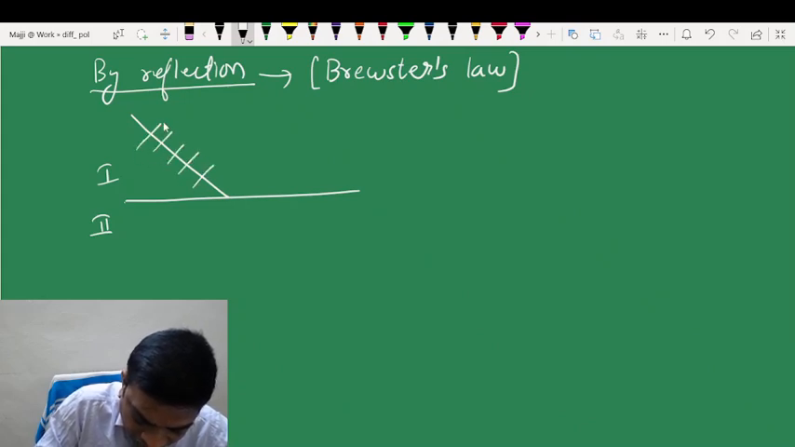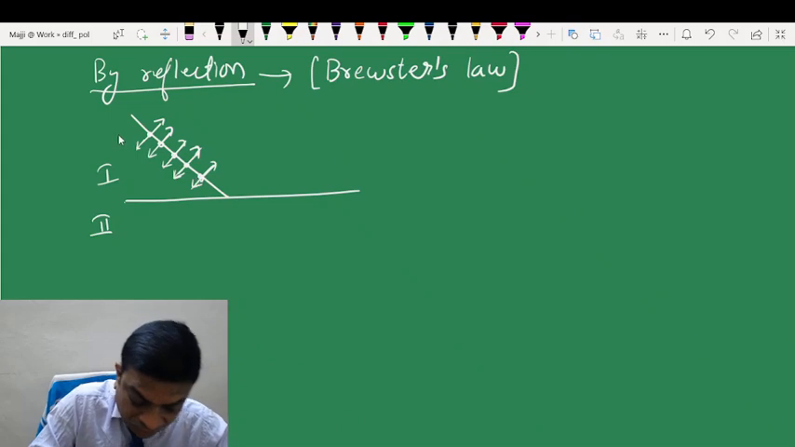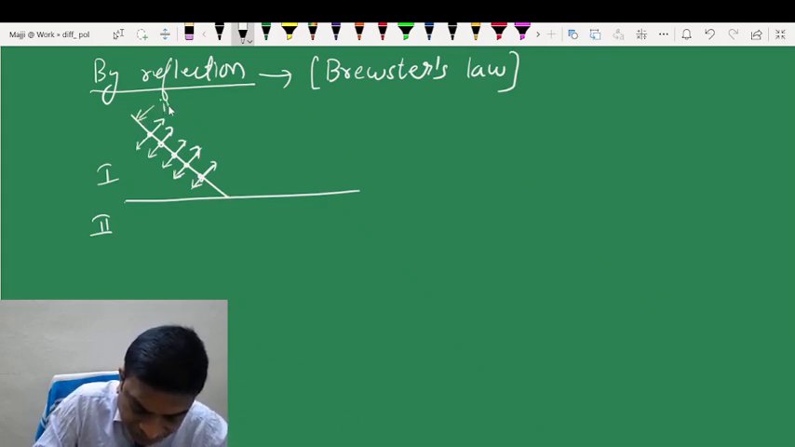Now unpolarized light, as you know, students, has electric field components in all possible directions. So I will be showing only two directions. The reason for this I will explain. It is enough if we show only two directions. So the electric field vector, this is the incident light.